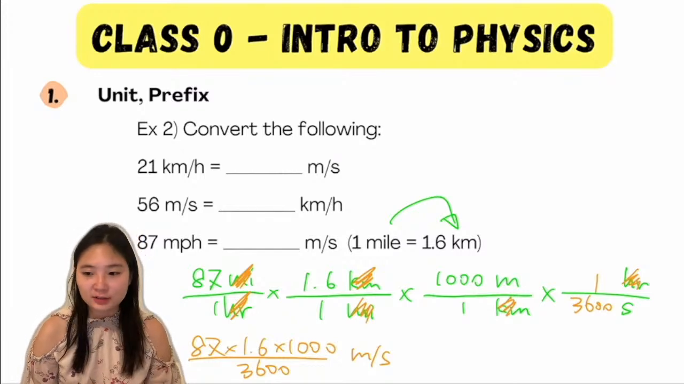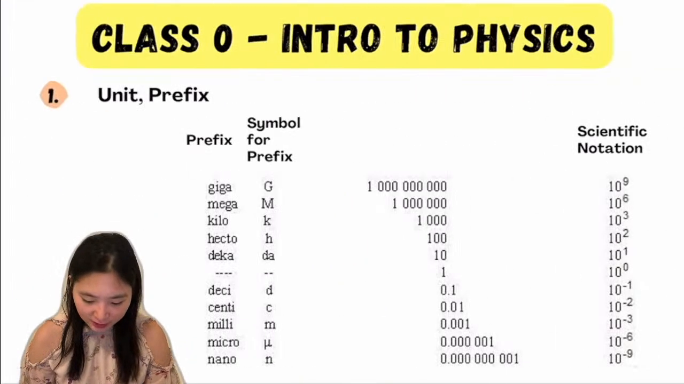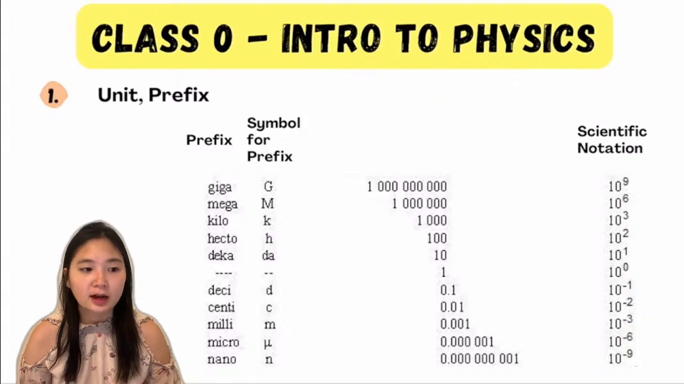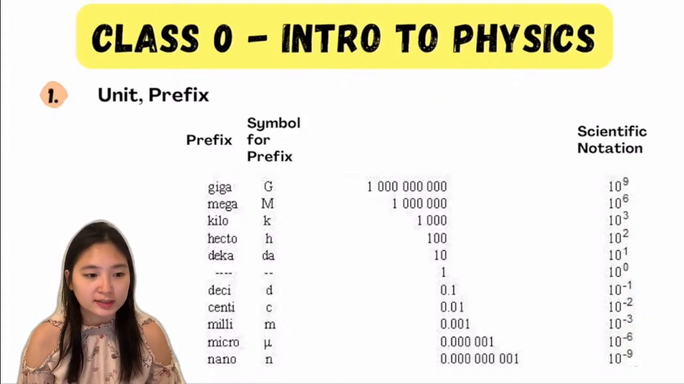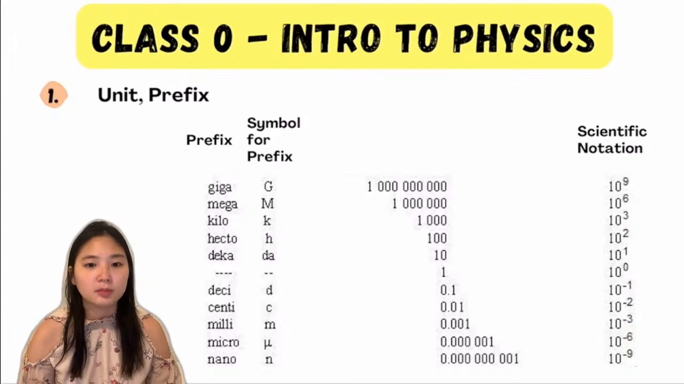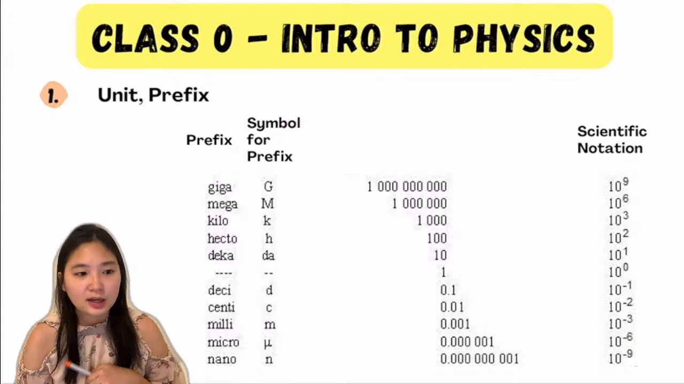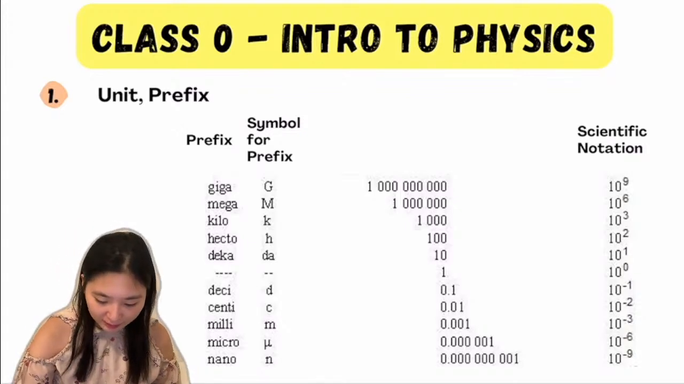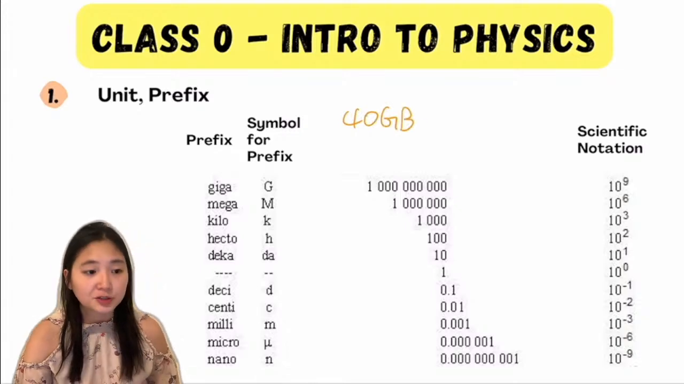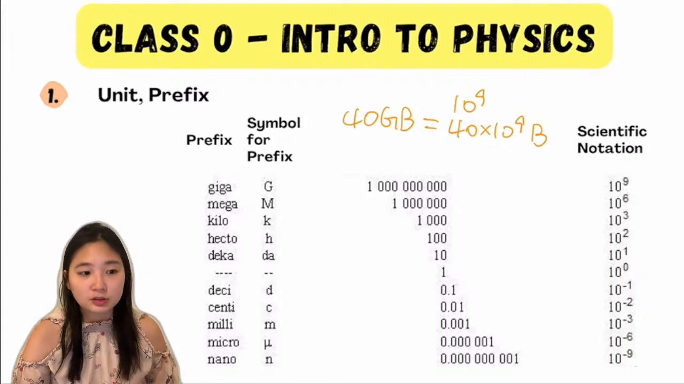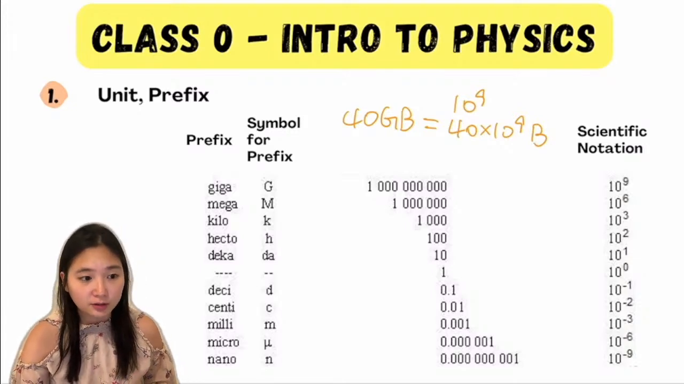Okay, so I'm going to jump to the next section, which is the prefix. What we mean by the prefix is the mega, the giga, or the pico, the centi, milli, all of these. This stuff that we put in front of the unit. So let's say every month I use like 40 gigabytes. What gigabytes actually means is 10 to the power of 9. So 40 gigabytes is the same as 40 times 10 to the power of 9 bytes. Byte is the unit that's used to represent how much data you use.